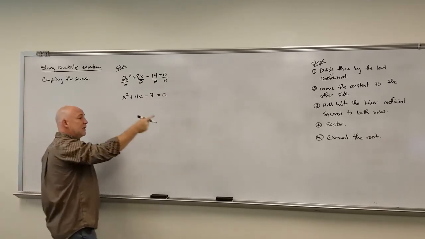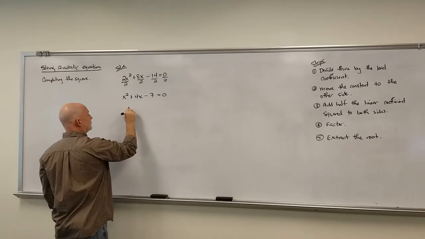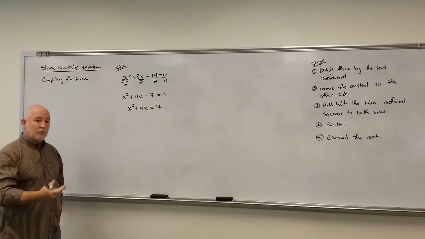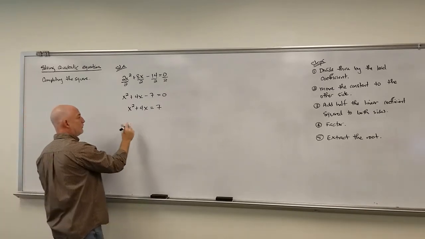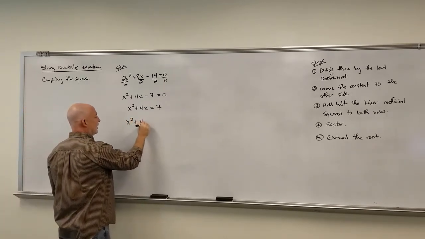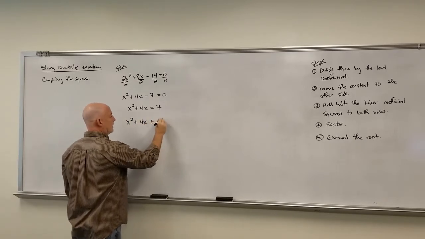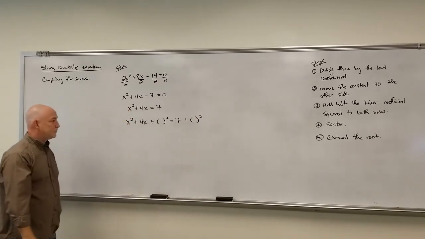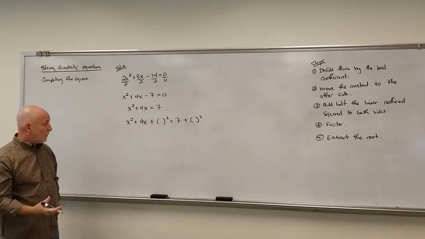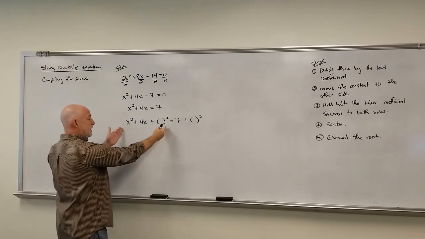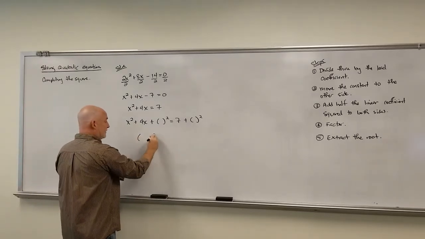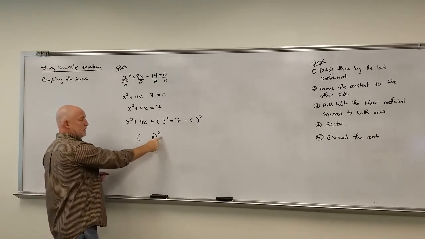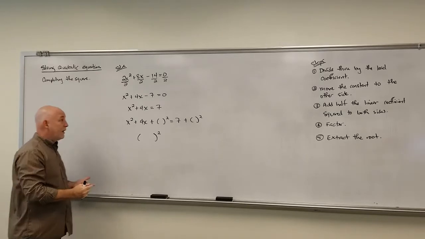Next step says move the constant to the other side. So let's move that 7 to the other side. Now here's where this method gets its name from, completing the square. So what we're going to do is, after the linear term, we're going to write another square term on that side. And of course, whatever we do to one side, we have to do to the other. Now here's the idea. Here's what we're aiming for. I want this thing on this side to factor, and I want it to factor to a perfect square binomial. I want it to factor to just two pieces being squared. How can I force that to happen?